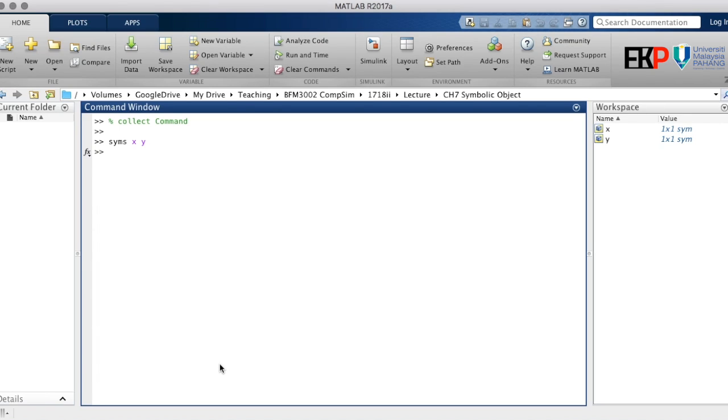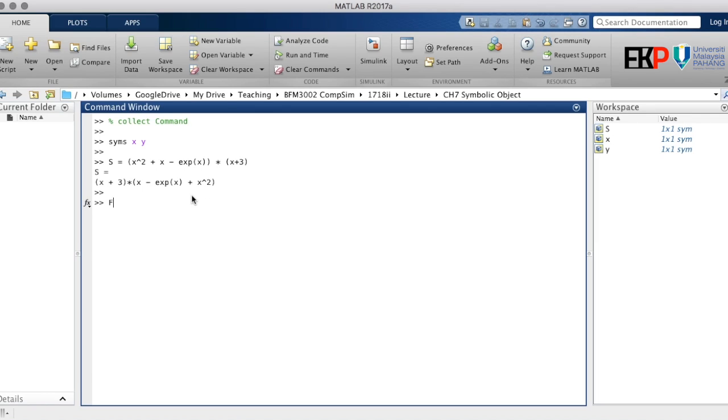Say we define x and y as our symbolic objects, and we have our expression S that is equal to x to the power of 2 plus x minus the exponent of x times x plus 3. So this is our expression. When we press enter, MATLAB automatically rewrites this expression that we have entered up here. MATLAB displays x plus 3 times x minus exponent of x plus x to the power of 2.